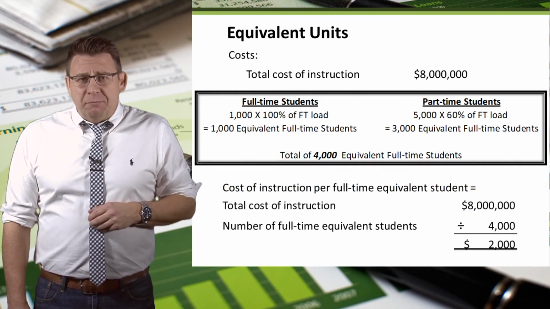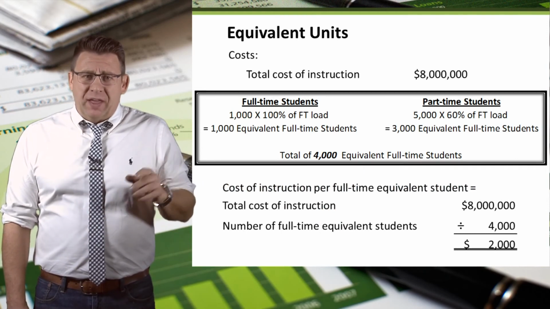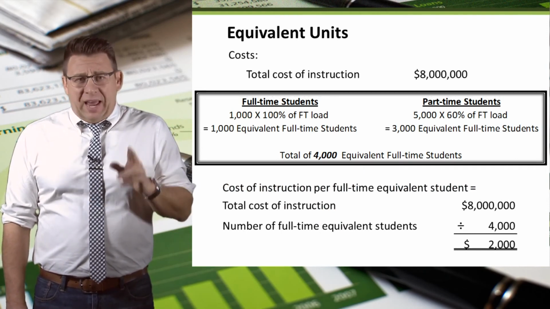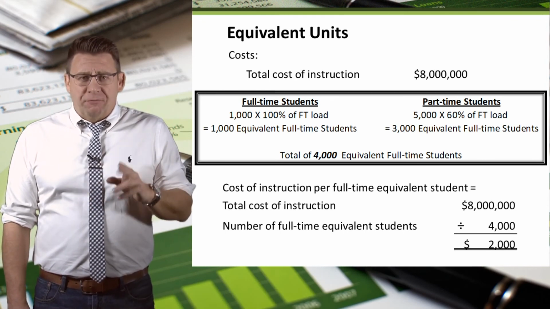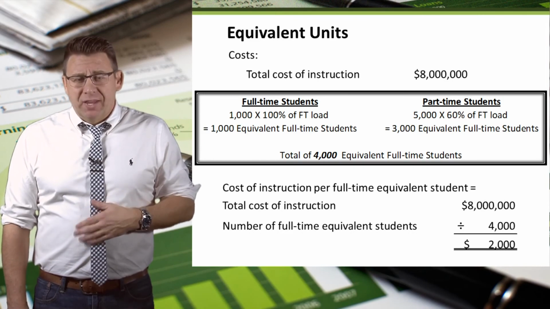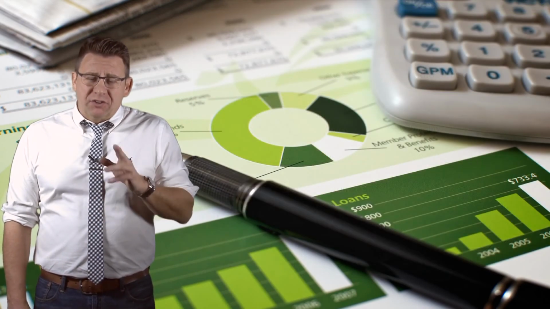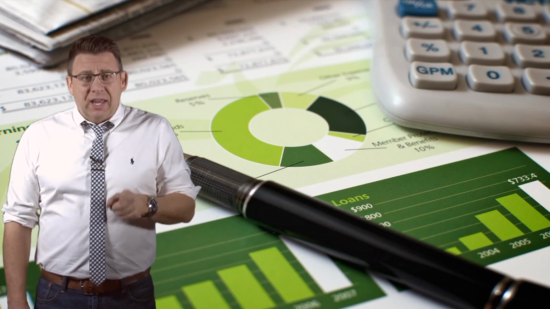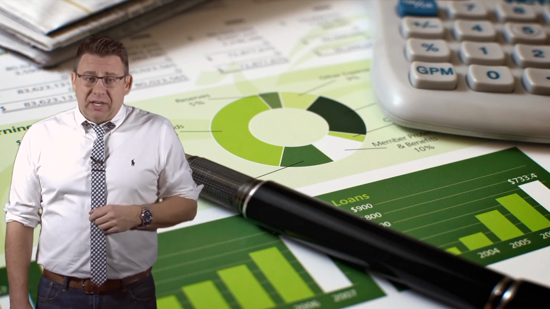Finally, we divide the $8 million of cost by the 4,000 equivalent students, and you can report to your college president that the average cost of instruction per full-time equivalent student is $2,000. And that concludes this short video on understanding some of the complex issues of process costing and specifically how to calculate equivalent units.